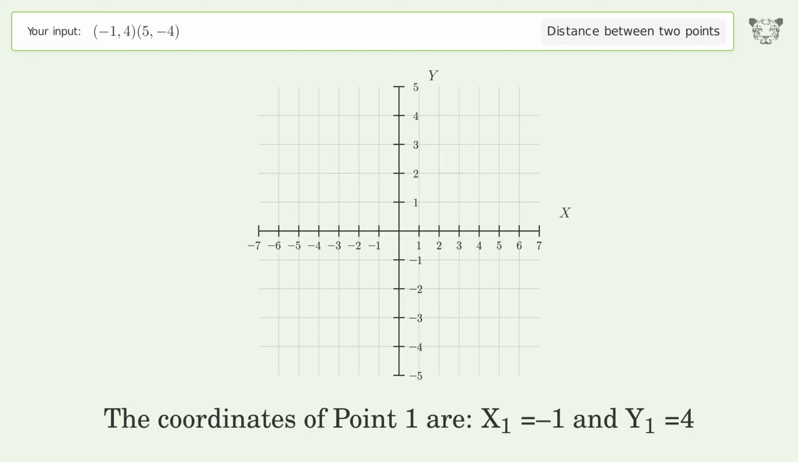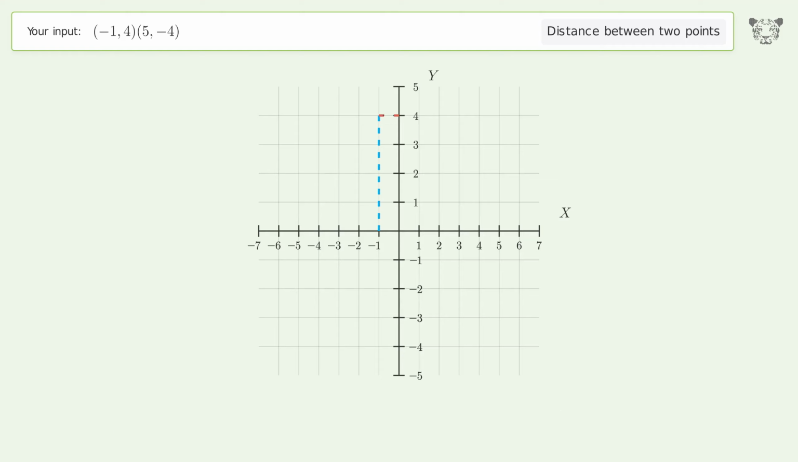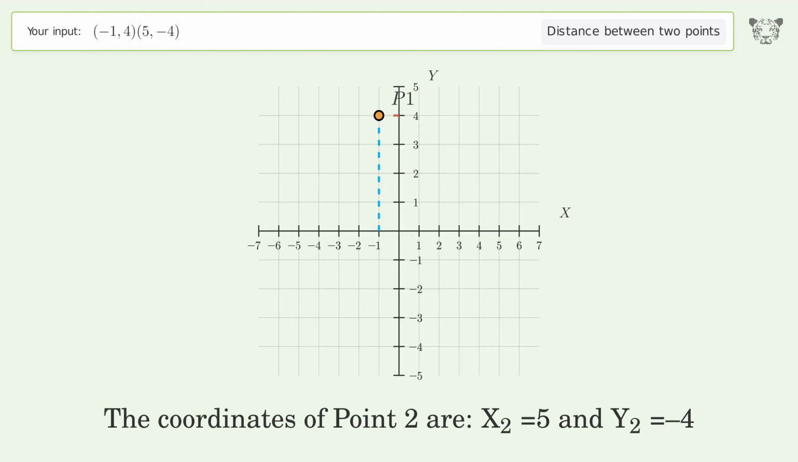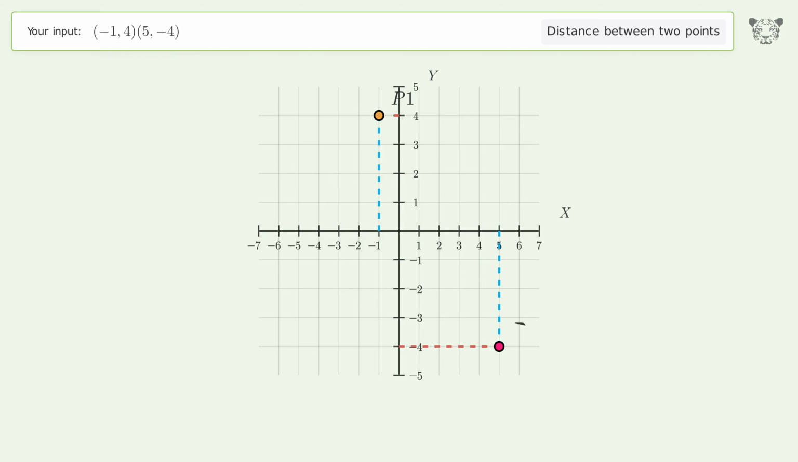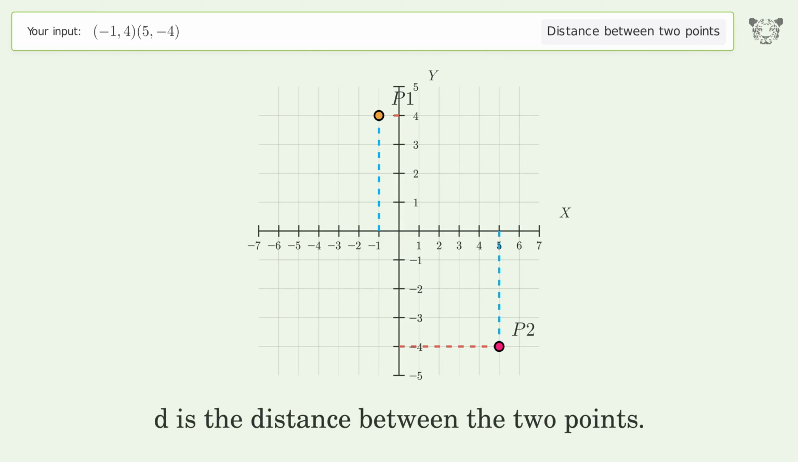The coordinates of point 1 are x1 equals -1 and y1 equals 4. The coordinates of point 2 are x2 equals 5 and y2 equals -4. D is the distance between the 2 points.